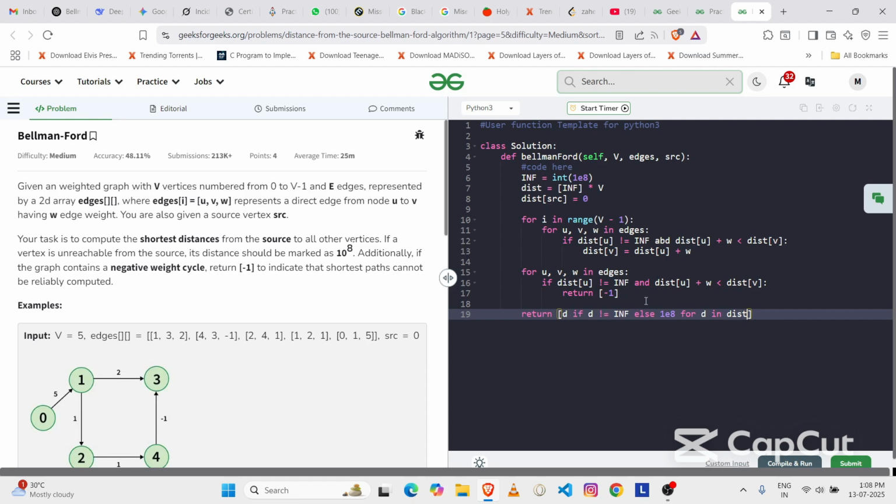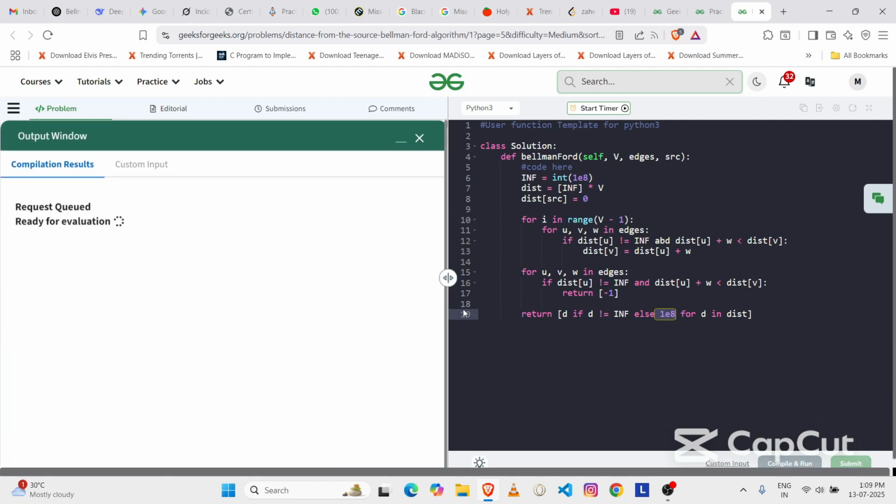Now let me tell you the meaning of this line. We want our distance, and we get our distance if it is not equal to infinite, otherwise we are going to get this value. We do this for each d in distance. So let's compile the code and hope that it works.